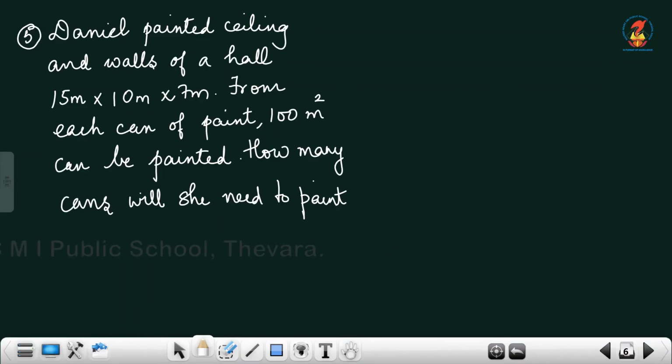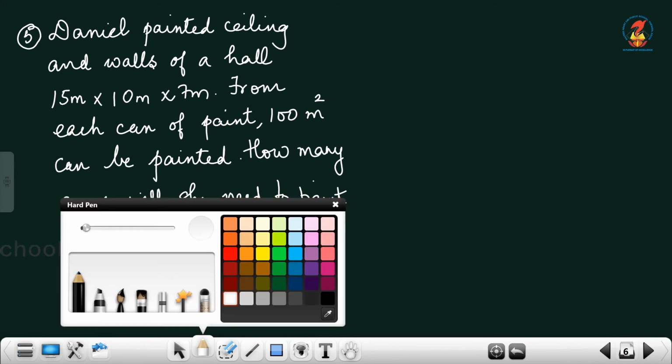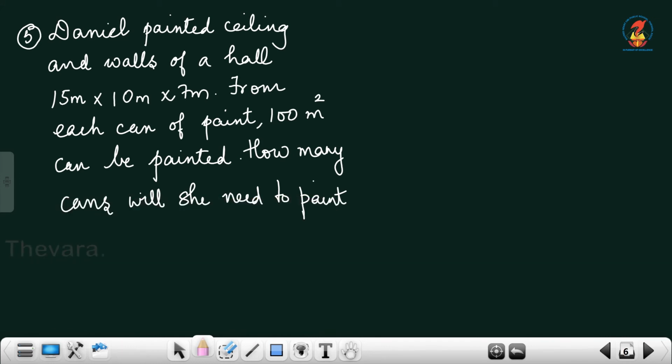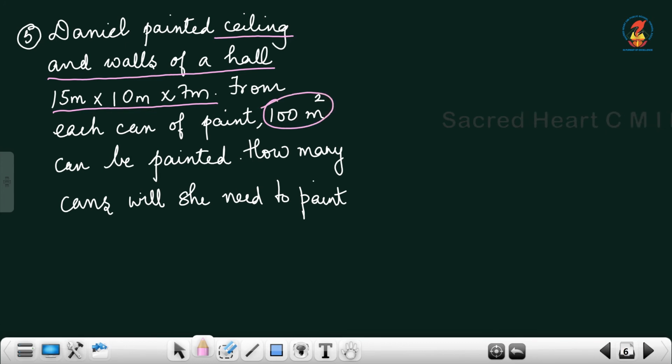Next, Daniel painted a ceiling and 4 walls of a hall. Children, again read the question. Daniel painted the ceiling and the walls of a hall 15 meter by 10 meter by 7 meter. From each can of paint, 100 meter square can be painted. How many cans will she need to paint?